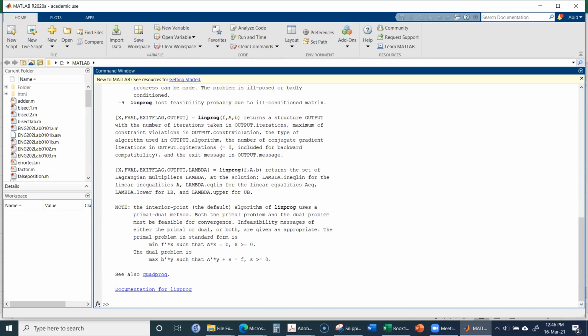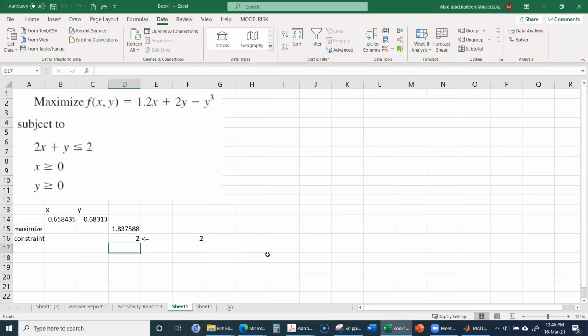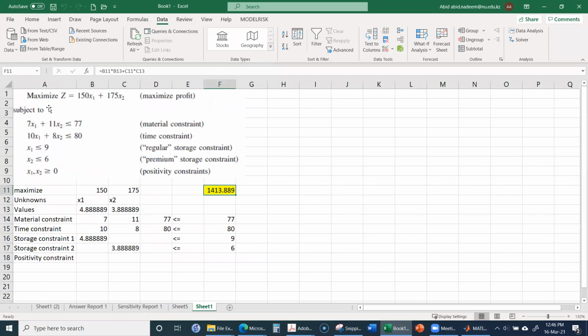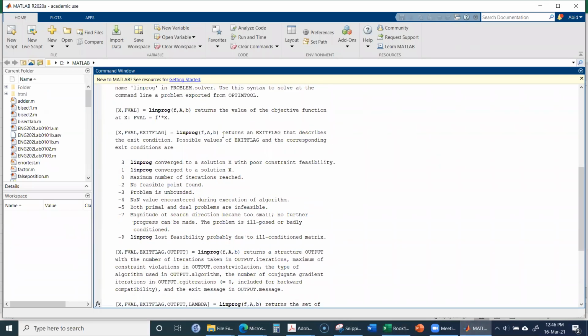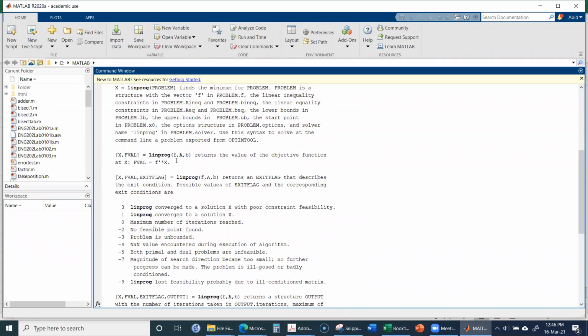So if we take the same example as we have done here, this one. We can do the same example over here, okay? So how will we do it? For this, we will use a form for this linear programming function, because this linear programming function in MATLAB can be used in various formats. So maybe we will use this one here.